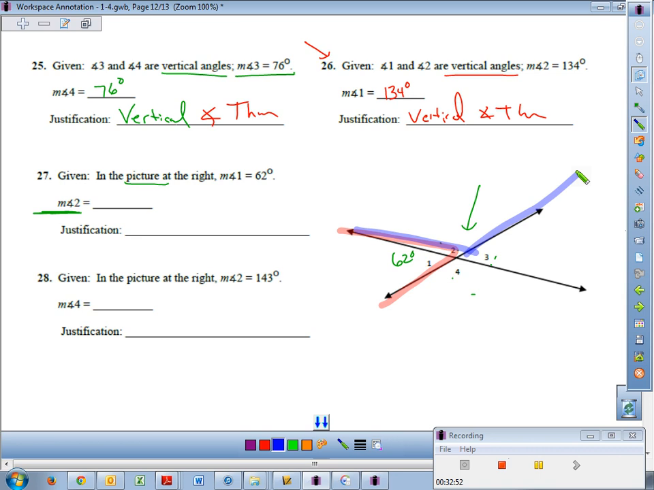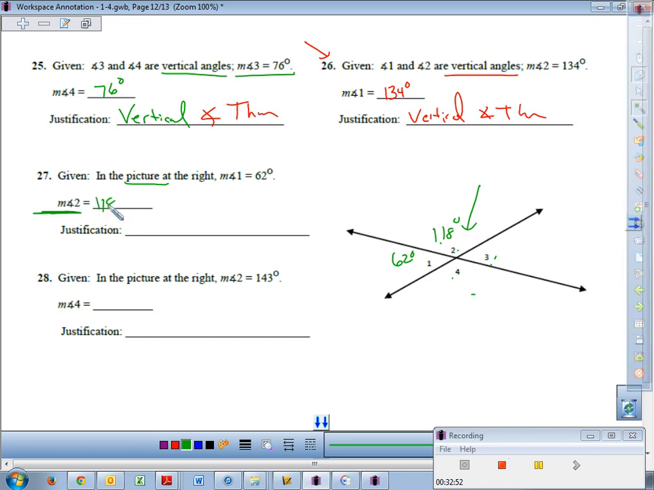If this one is 62 degrees, how much should the measure of angle 2 be, my friends? Put it in the picture. 130, no, my bad. 118 degrees. Sound okay? Put it in the blank and justify it. Why is that 118 degrees? Help me. What is it? Bingo. It's all about what kind of angles they were. It was a linear pair, so the linear pair theorem says they have to be supplementary.